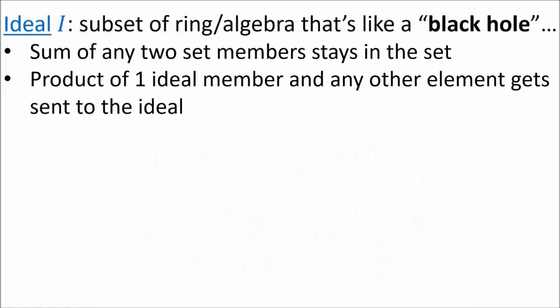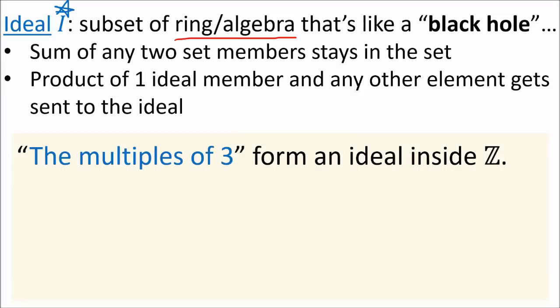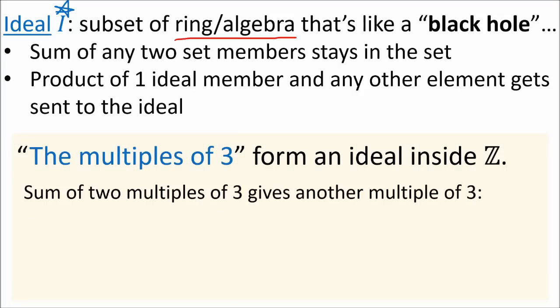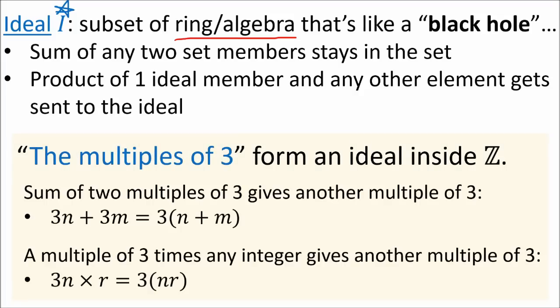The generalization of this pattern gives us the definition of an ideal. An ideal I is a subset of a ring or algebra where the sum of any two ideal members gives us another ideal member, and the product of an ideal member with any other element gives us another ideal member. The multiples of 3 form an ideal inside the integers because they satisfy both of these properties.